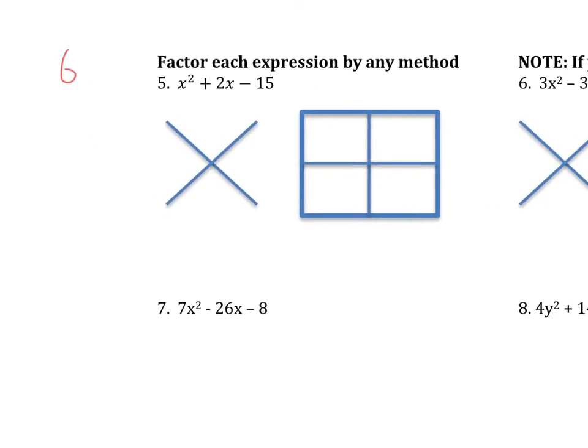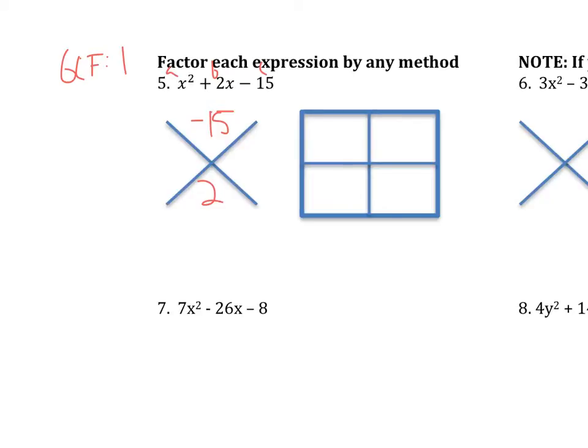So our GCF for this one, they don't have an X in common, they don't have a number in common, so our GCF is 1, which doesn't change anything about this. So our A is 1, our C is -15, sorry. So that gives us -15 on top. That gives us a 2 on bottom.